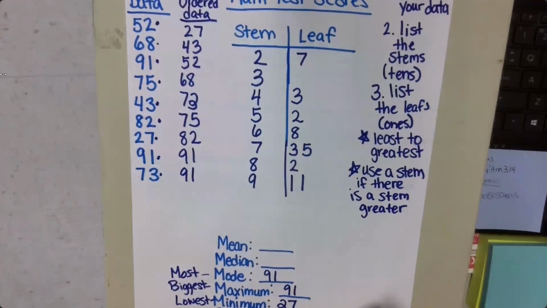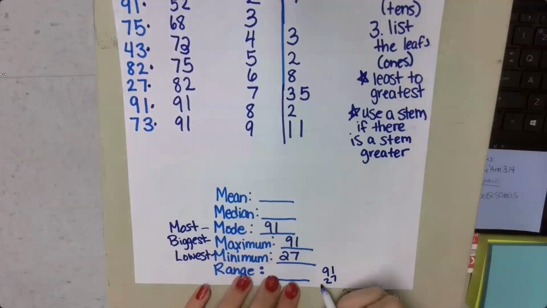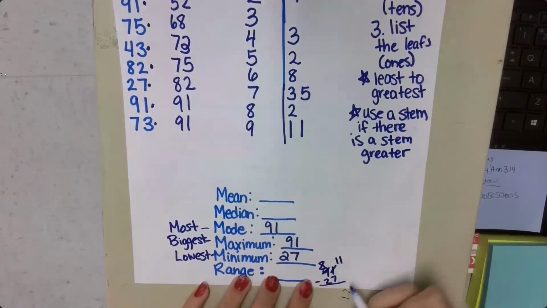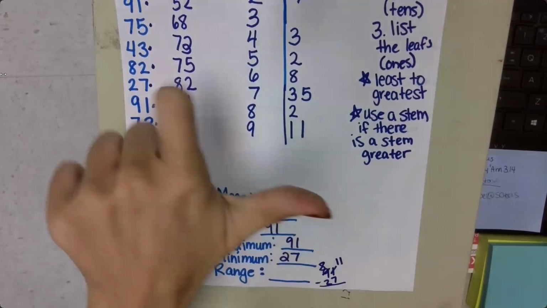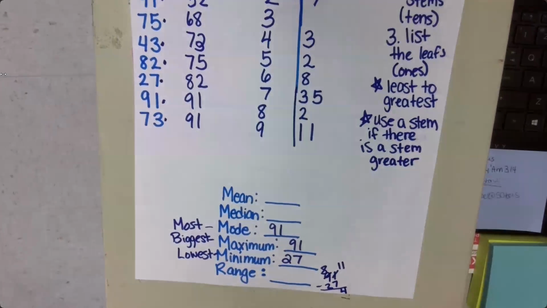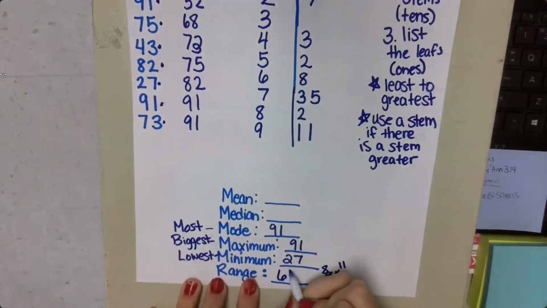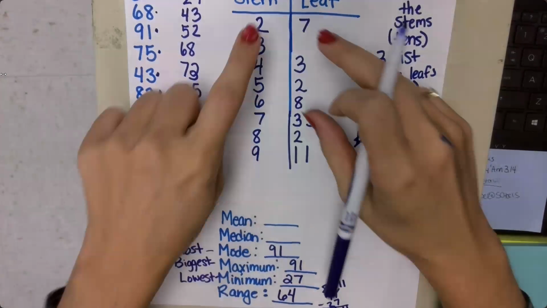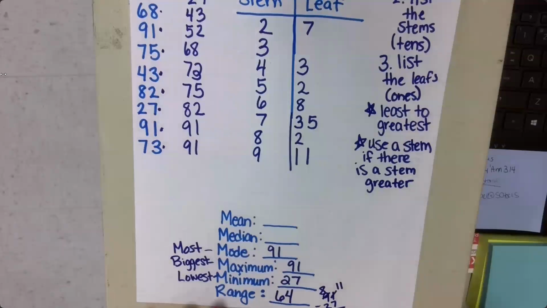Range, I'm going to do 91 minus 27. To borrow here, 11 minus 7. I'm going to count up 7, 8, 9, 10, 11. 4 in the ones place, and 8 minus 2, 6 in the tens place, leaving you with a range of 64. So the lowest and highest point are 64 numbers apart.